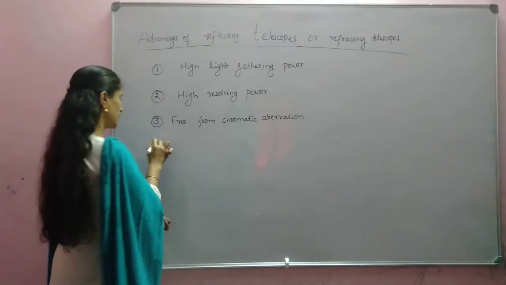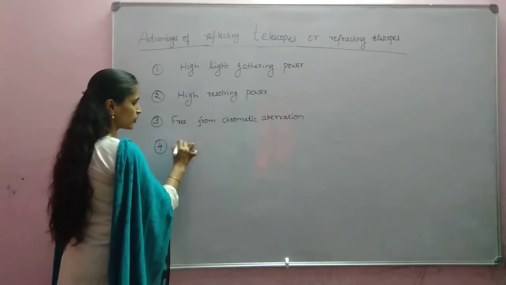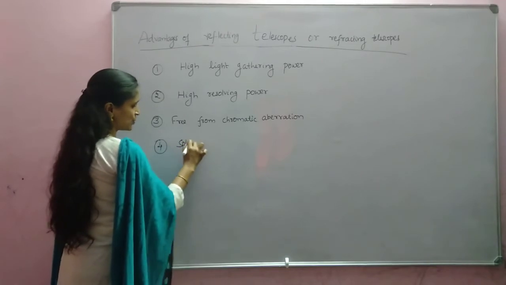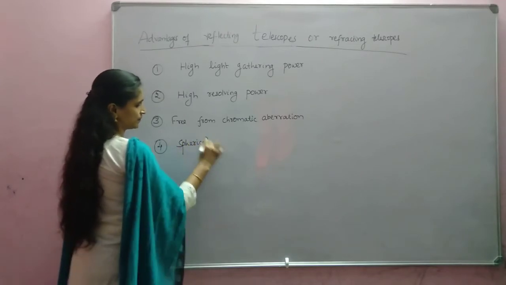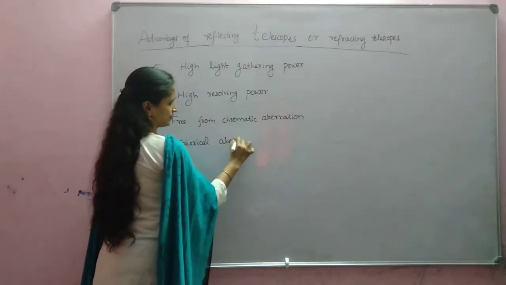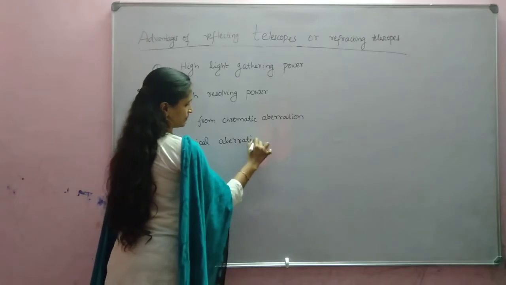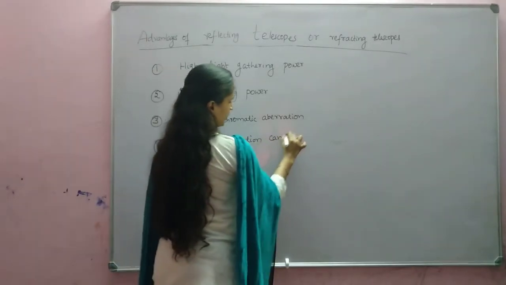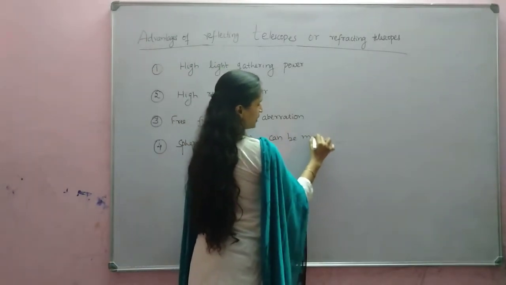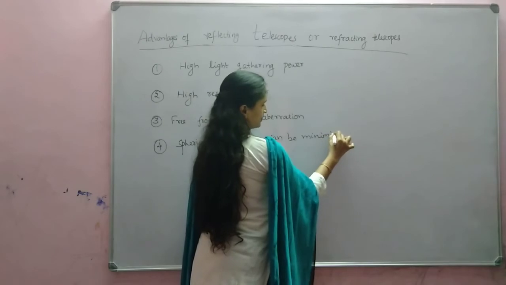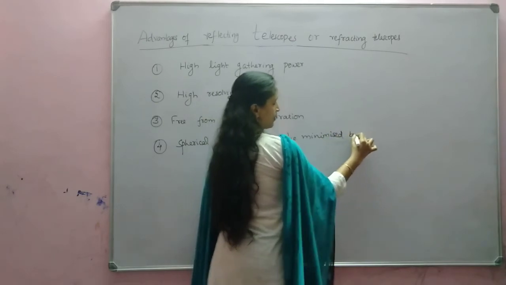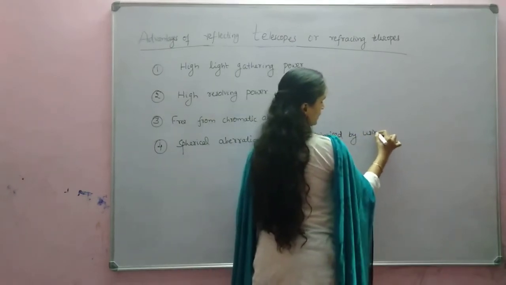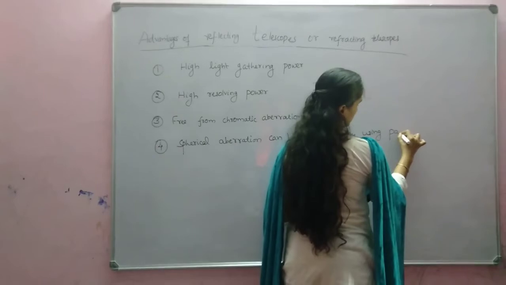Next, the fourth point: spherical aberration can be minimized by using parabolic mirrors.